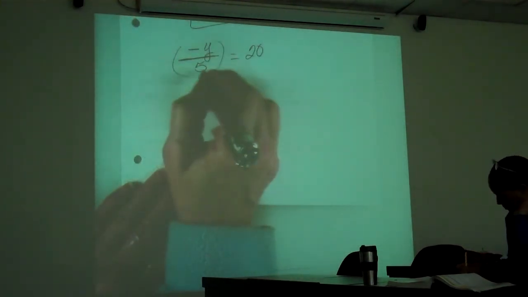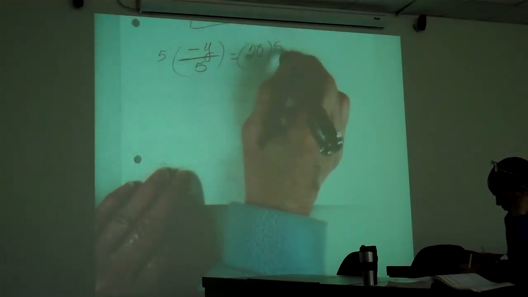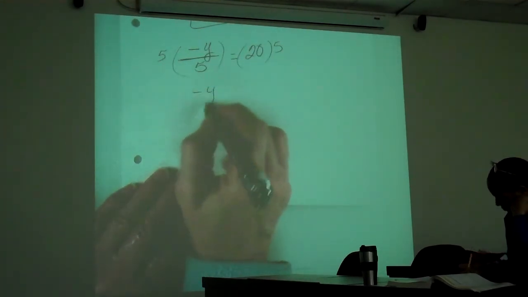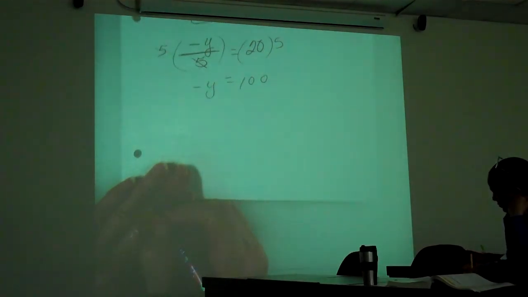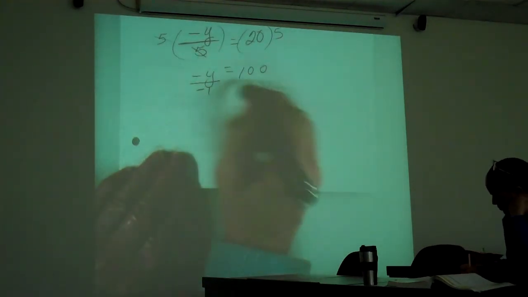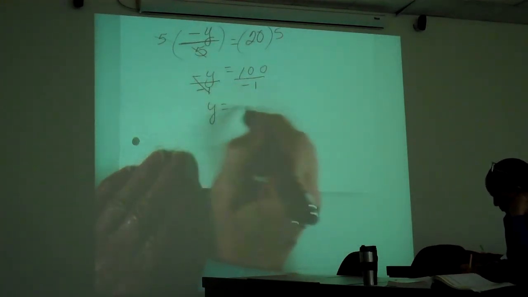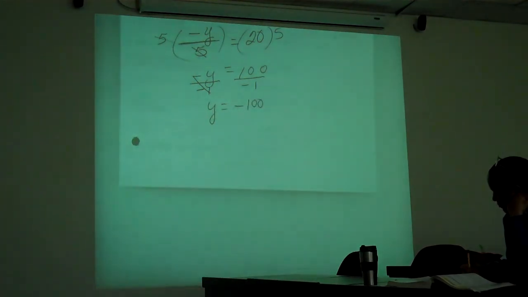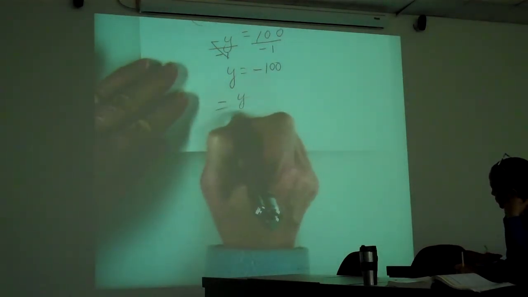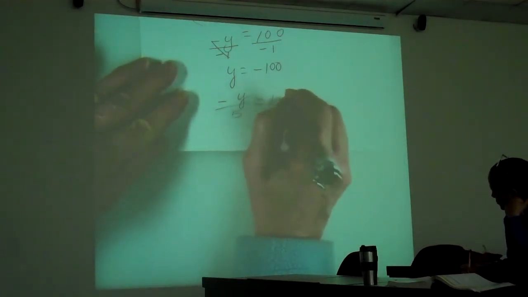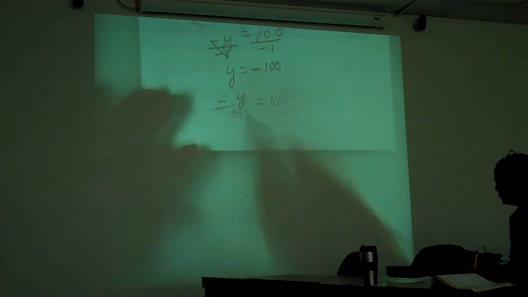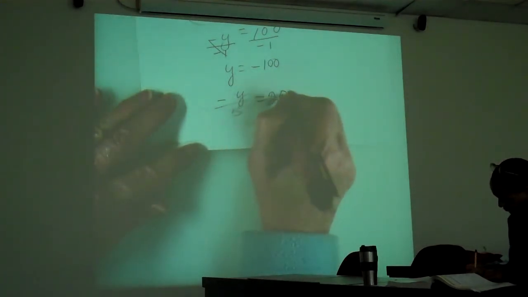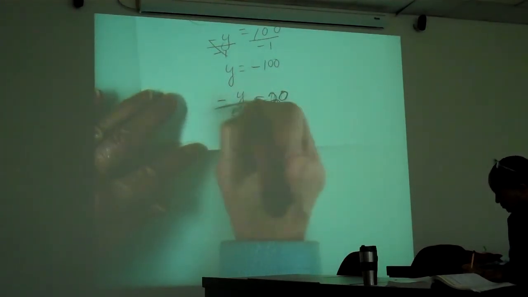If you multiply by 5, then you'll have negative y, because this part will go away, equals 100. Then you'll have to divide by negative 1. So you have y equals negative 100. Okay, let's look at it another way. Negative y over 5 equals, oops, 20. My pen's running out. Okay, here's another one. Negative y over 5 equals 20.